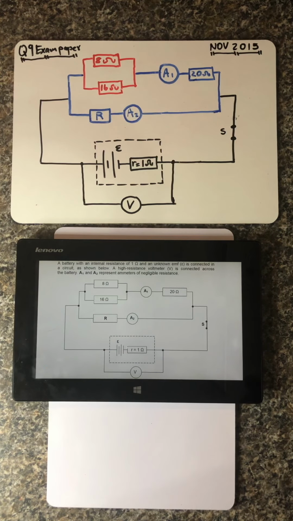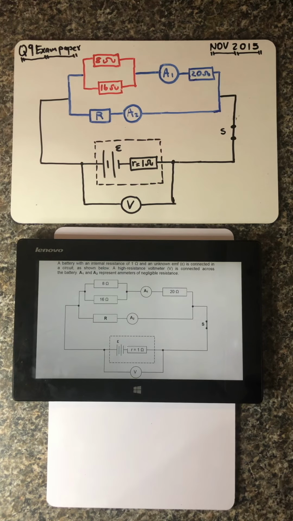So for now, we'll just start with the business of the day. This question is question 9 of the exam paper of November 2015. This lesson is suitable for grade 10s, grade 11s, and grade 12s. And again, if you're upgrading your physical sciences, this lesson is also suitable for you.